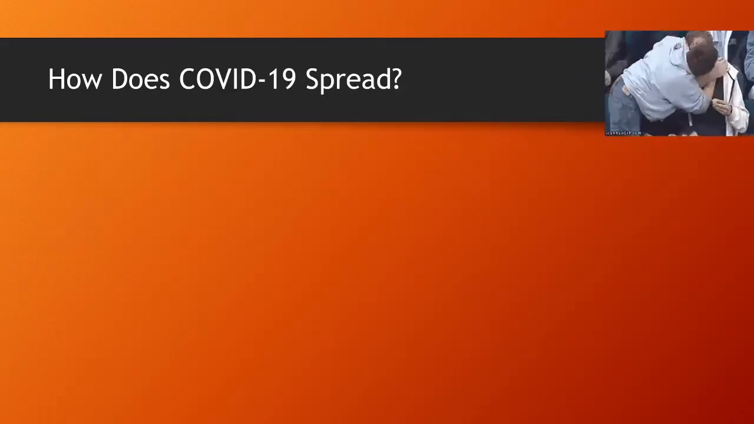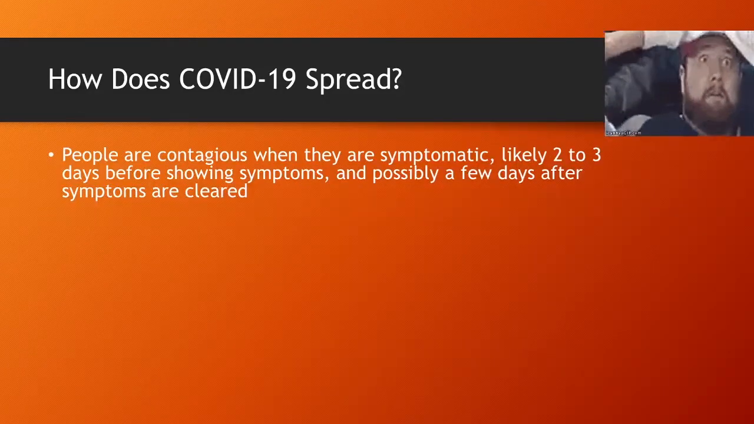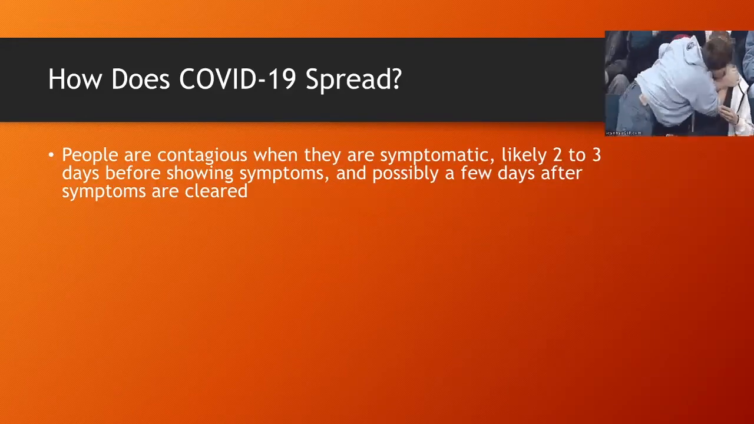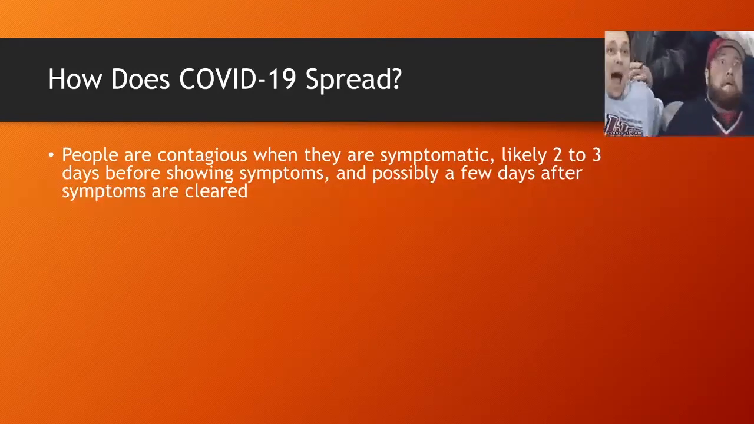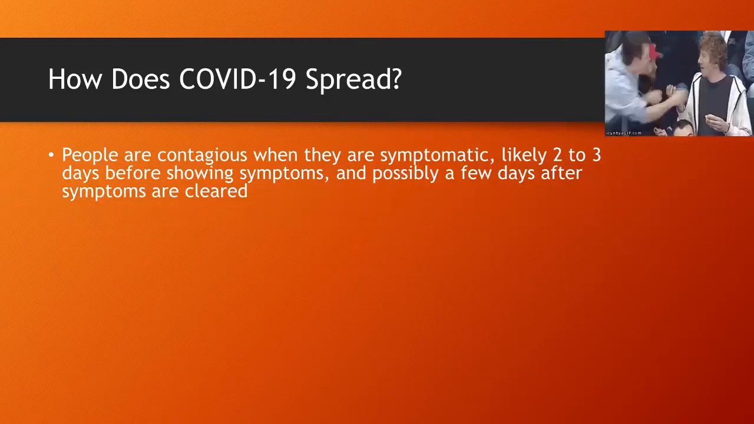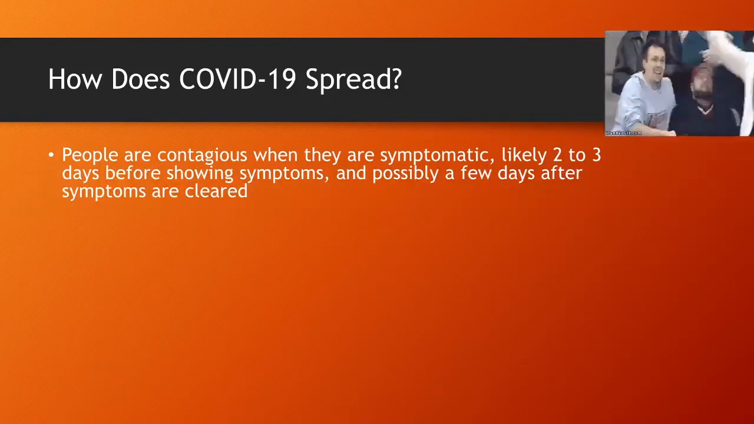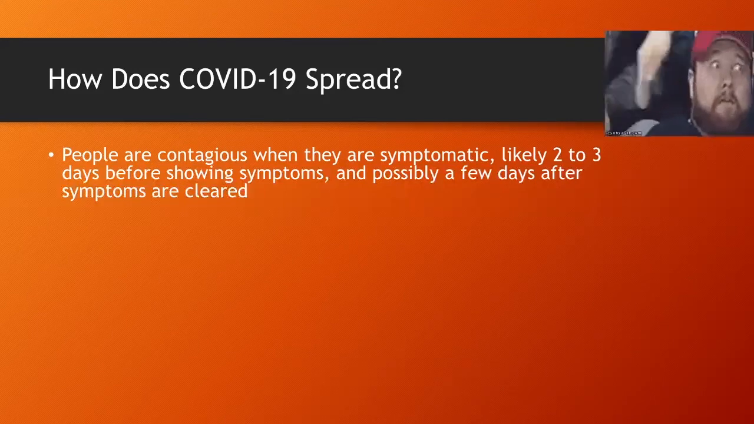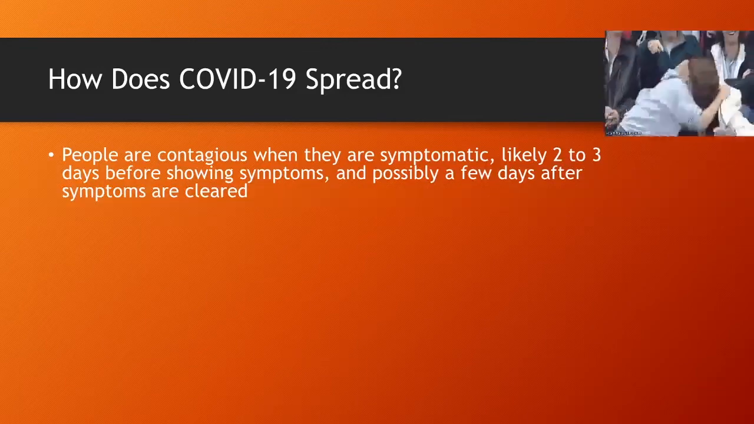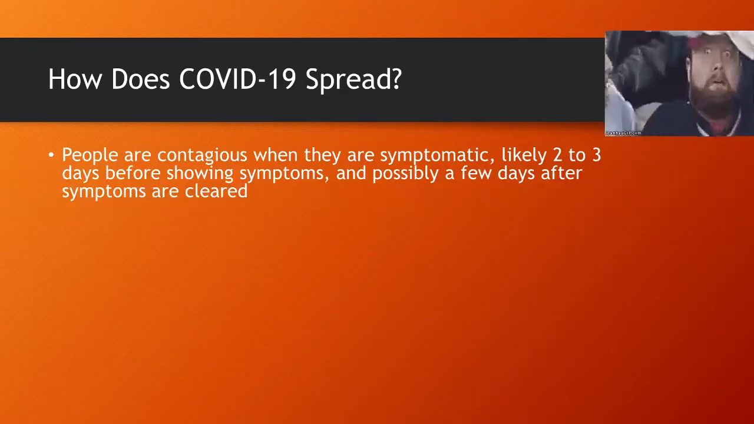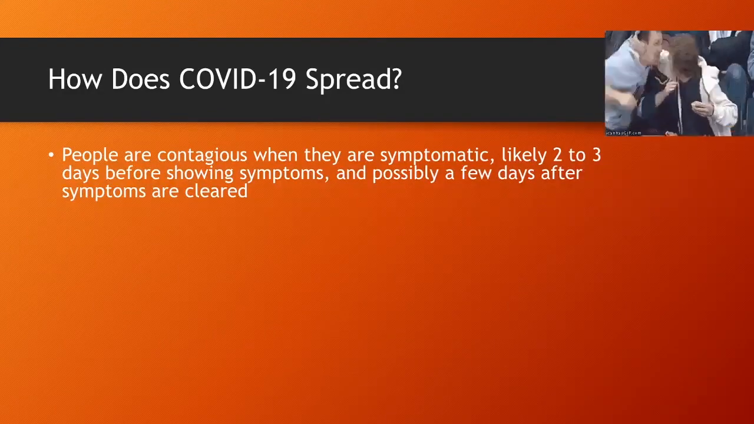Now, how does it spread? How does COVID-19 spread from one person to another? People are contagious when they are symptomatic, and likely 2 to 3 days before showing symptoms. That has been shown fairly consistently now. There have been some skeptics out there, but most doctors and virologists are now pretty sure that 2 to 3 days before you start showing symptoms, you are shedding viral particles and you are infectious. And possibly a few days after symptoms are cleared, which has not been shown 100%, but some people suggest it's still a possibility.